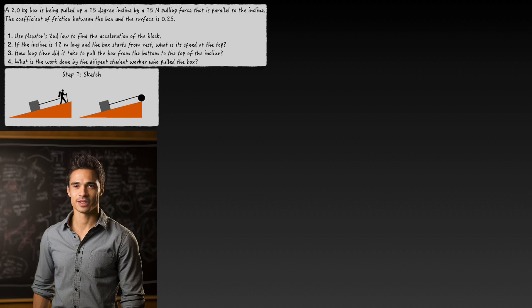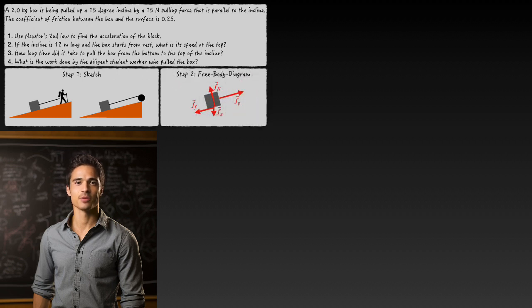The next step is to determine the forces acting on the box through a free body diagram. In this case, we have forces of pull, gravity, normal, and friction. Remember, the normal force is perpendicular to the contact surface.